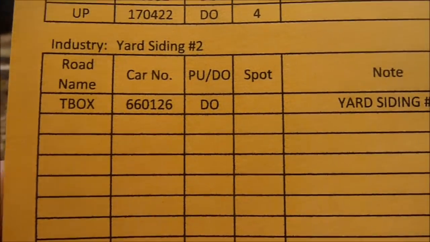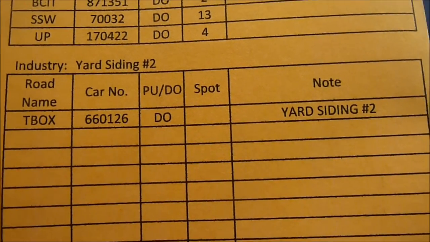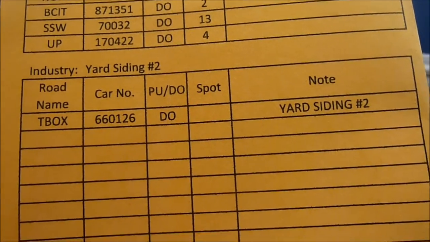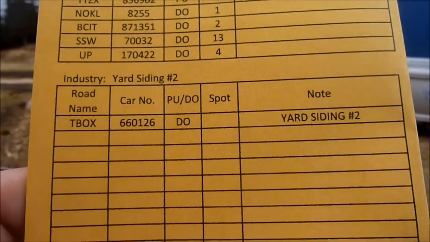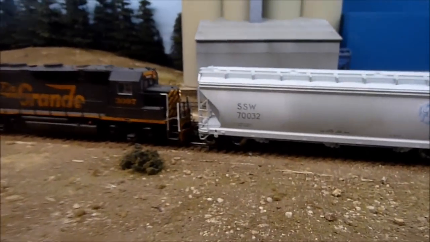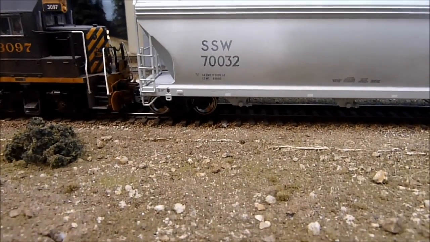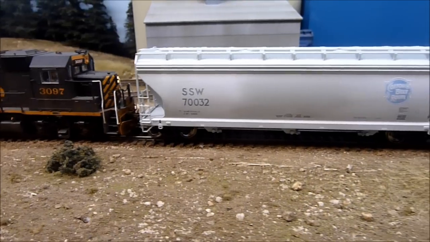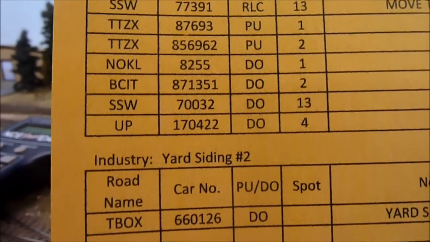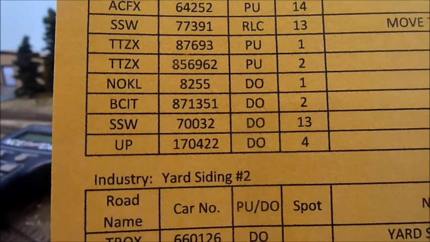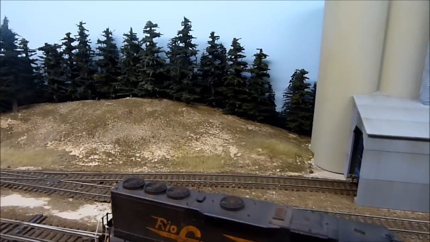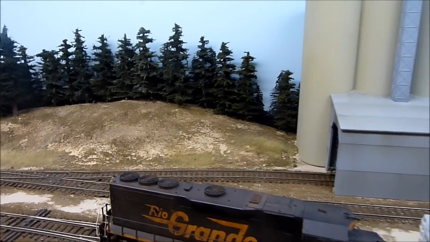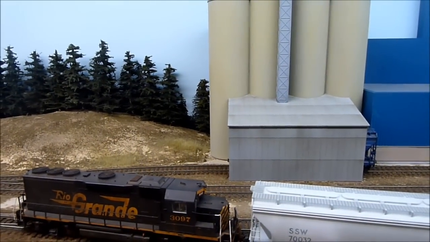660126 is going to get left at yard siding number 2, which actually is where I have our outbound car staged right now, so that'll require a little bit of finagling. And 70032, our other gypsum hopper, is going to get left at spot number 13, which is actually right there, right in front of our unloading spot for our gypsum cars.